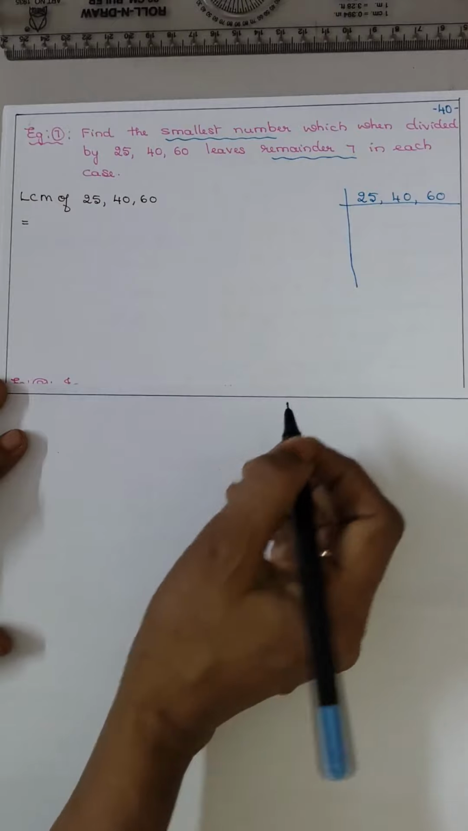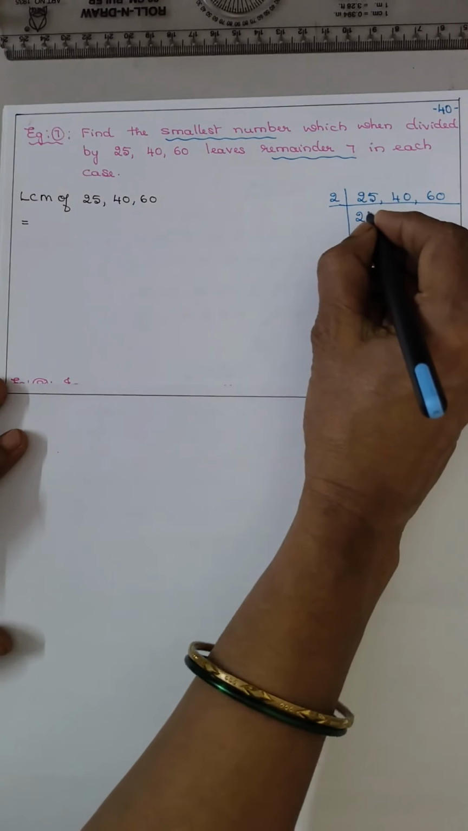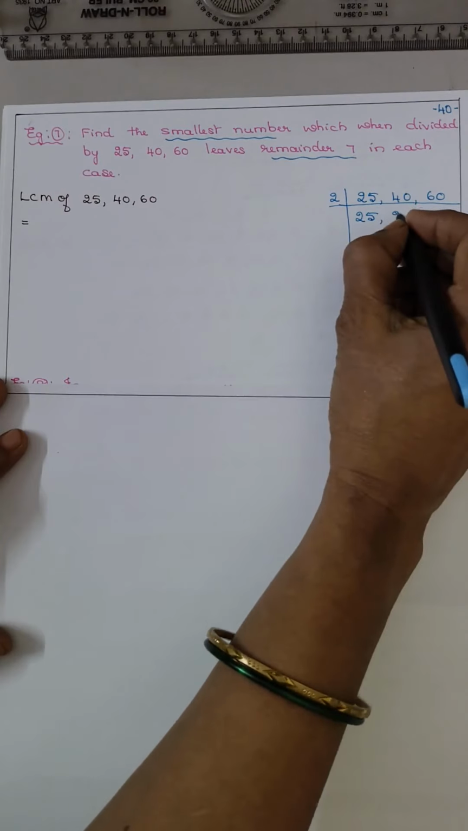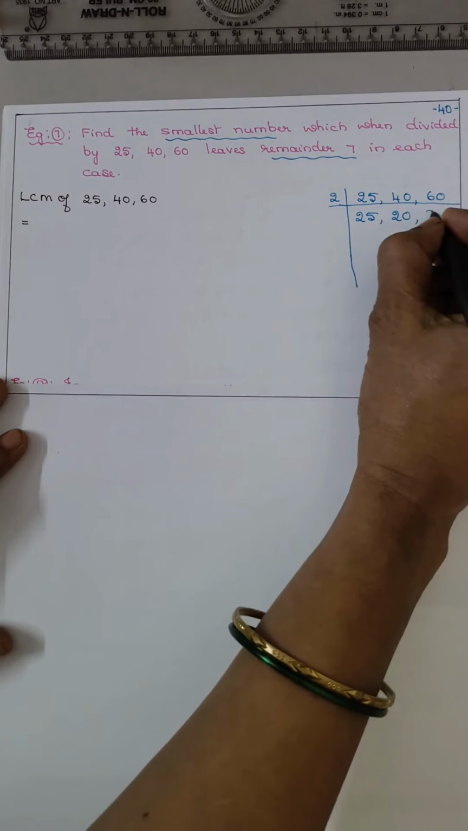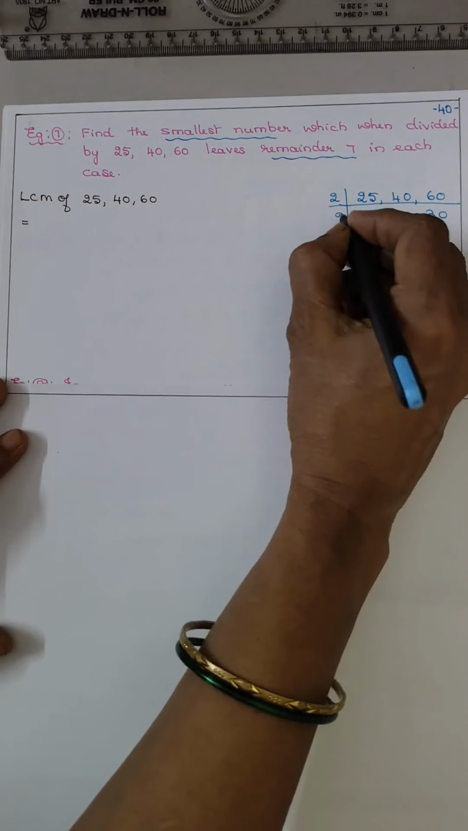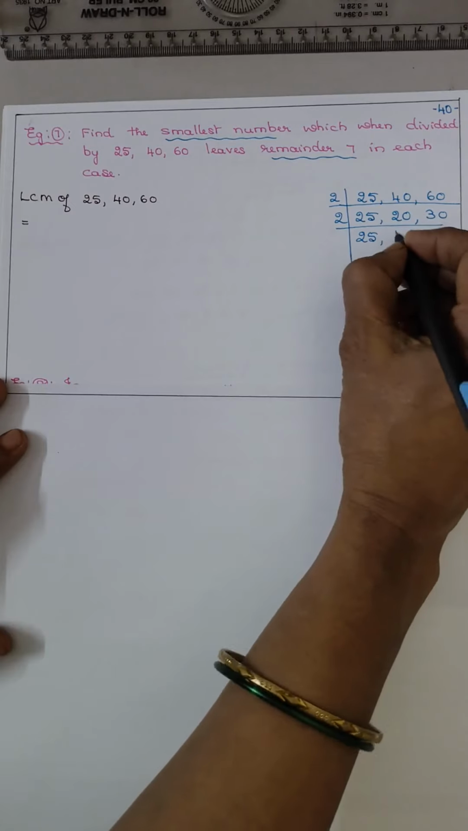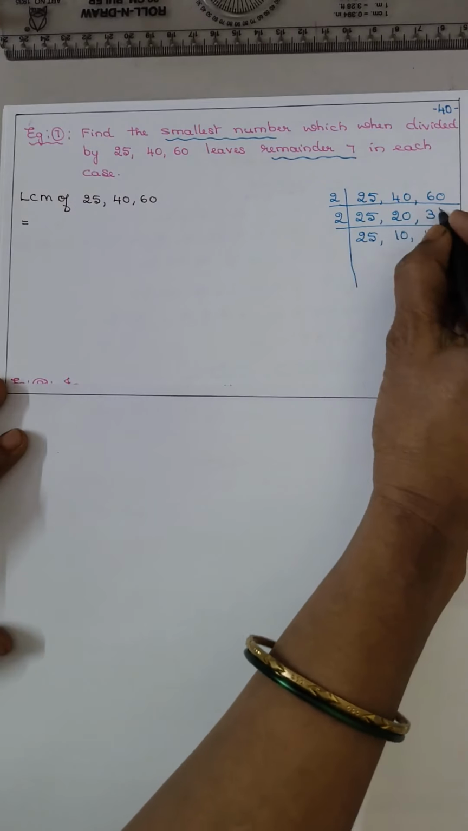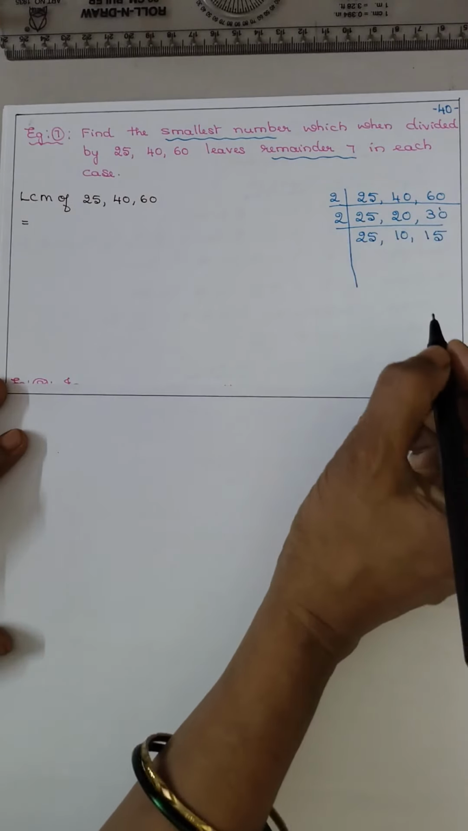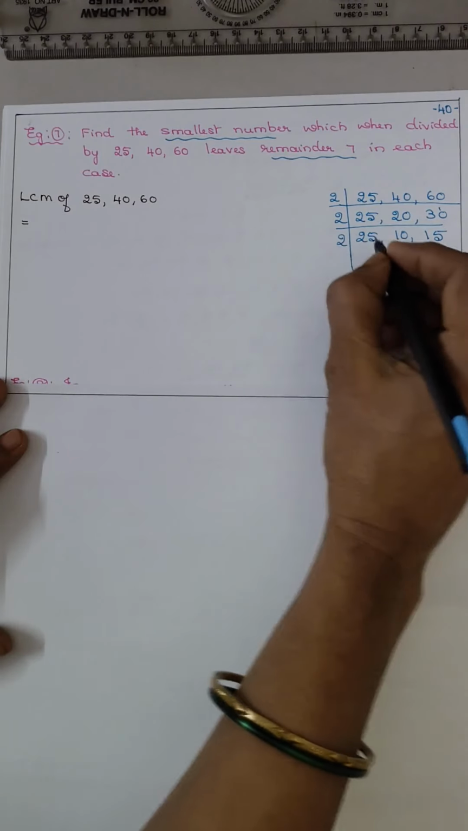These two are even numbers. So start with 2. 25 as it is. 2 2s are 4, 0s are 2, 3s are 6, 0s are again even. So 2. 25 as it is. 2 10s are 2 1s are 2 5s are 10. Now again it is an even number.